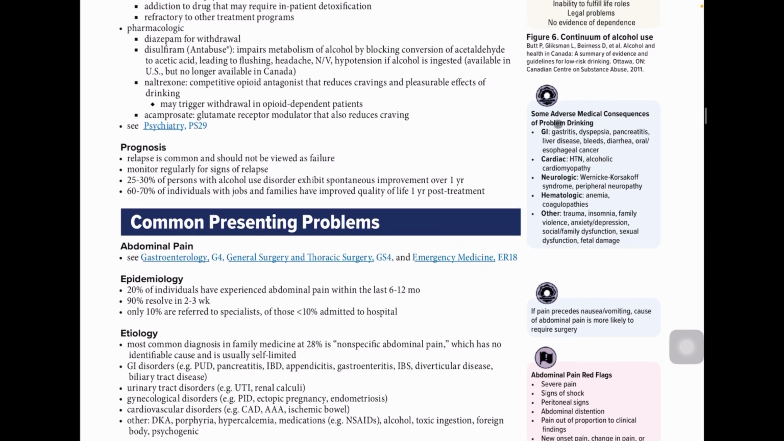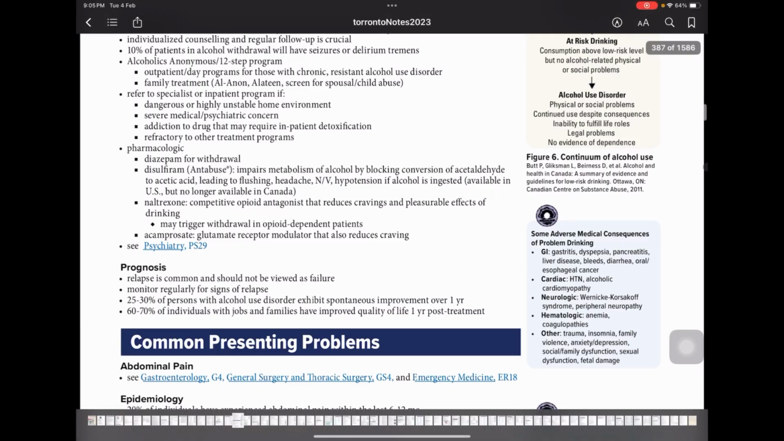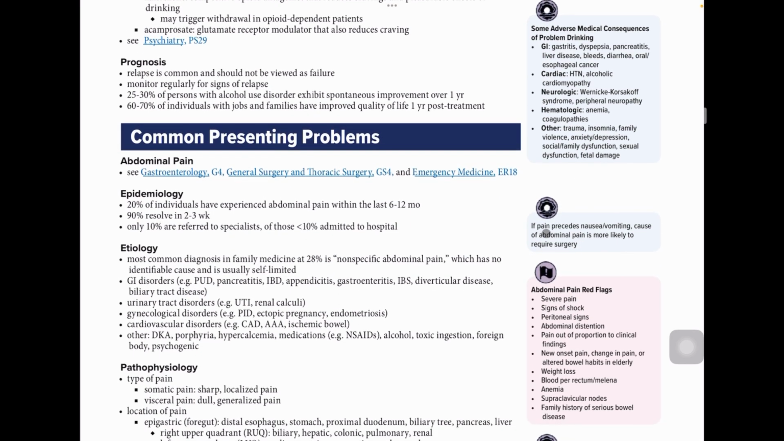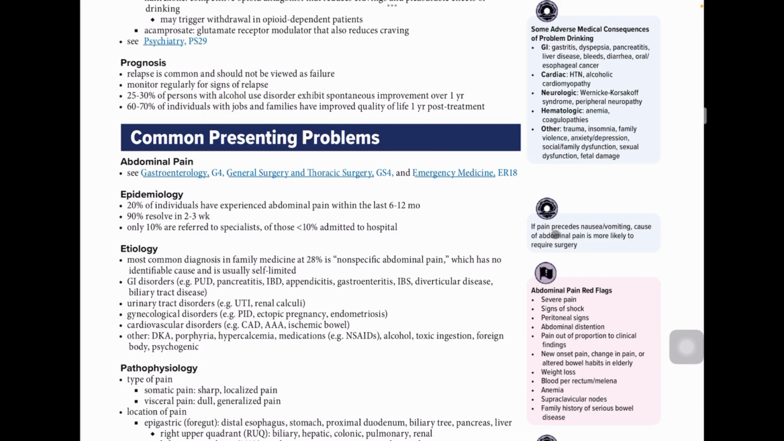So let me just scroll up. So alcohol abuse was done in the previous video. Now this was also covered. Now here, if pain precedes nausea, vomiting, the cause of abdominal pain is most likely to require surgery.